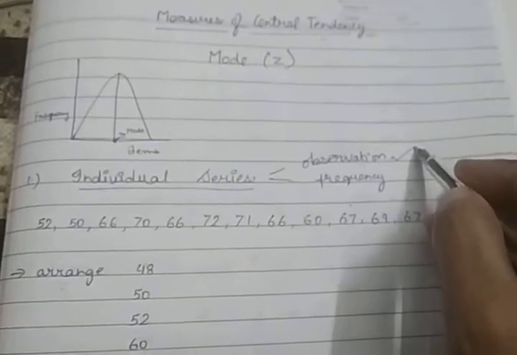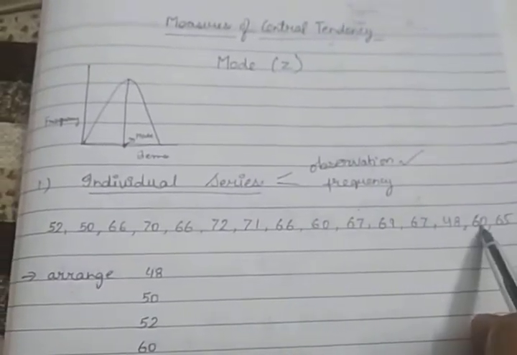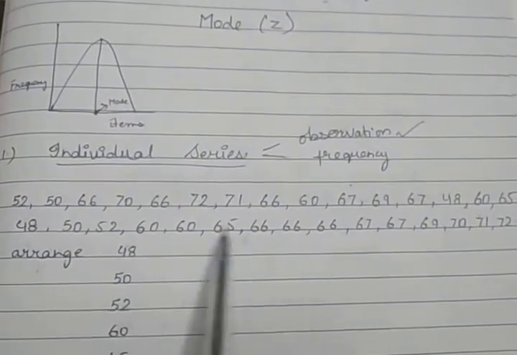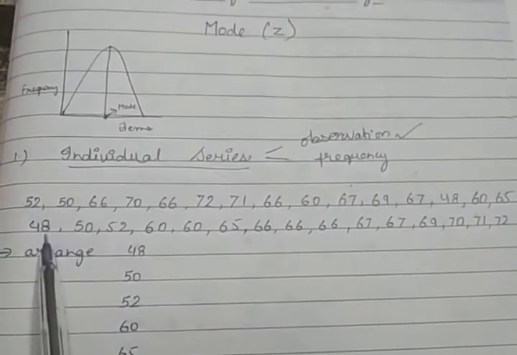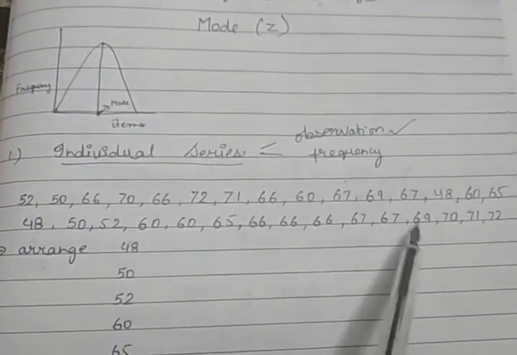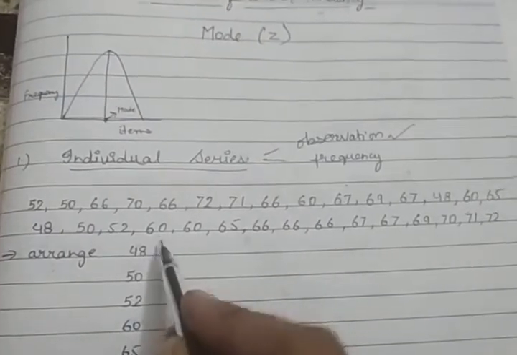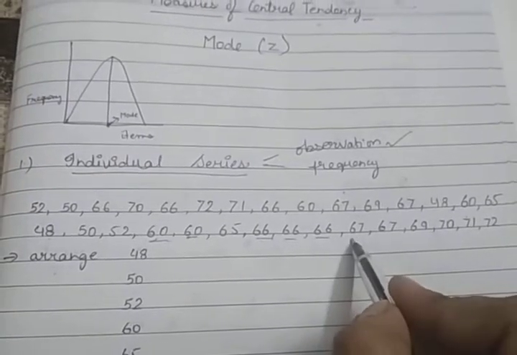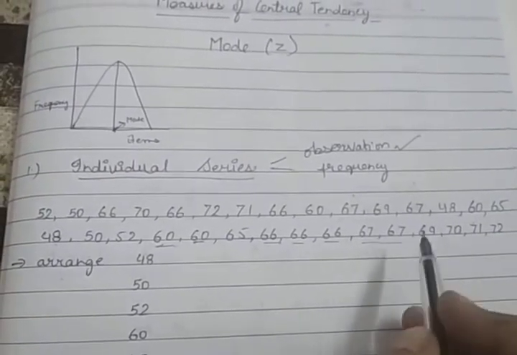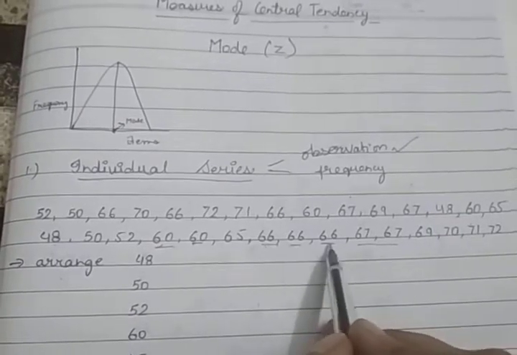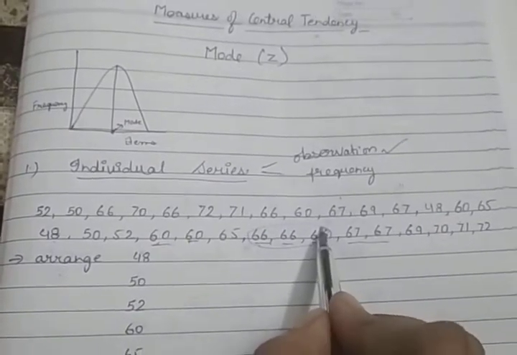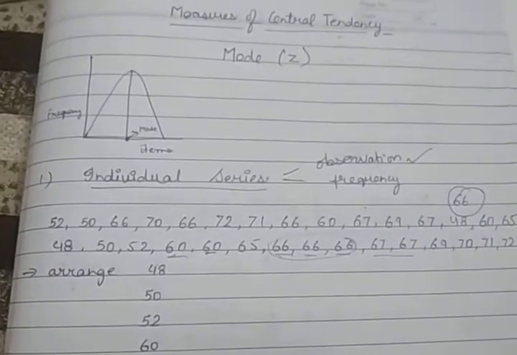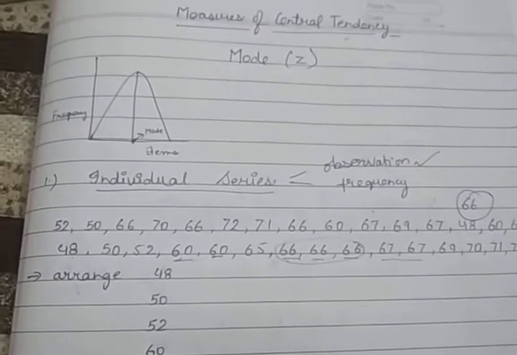So for observing, first of all we have to arrange this data in ascending or in descending order. So here I have arranged these numbers into ascending order. First of all 48, then 50, then I arranged all the numbers in the ascending way. Now here you can see that 60 is repeated 2 times and 66 is repeated 3 times. After that 67 is also repeated 2 times, then no other number is repeated. So that means 66 is repeated 3 times. So the mode is 66.